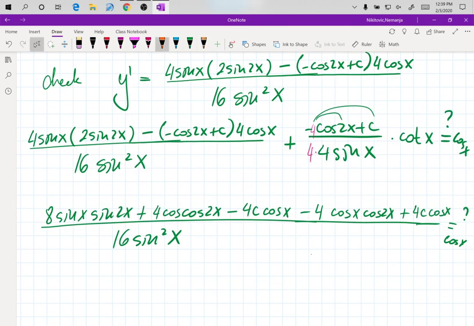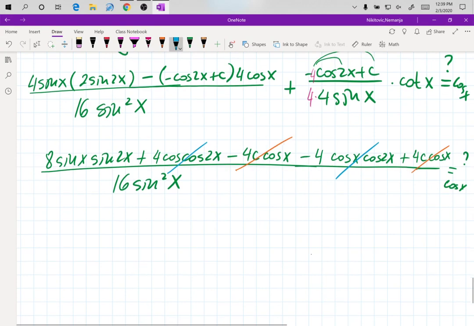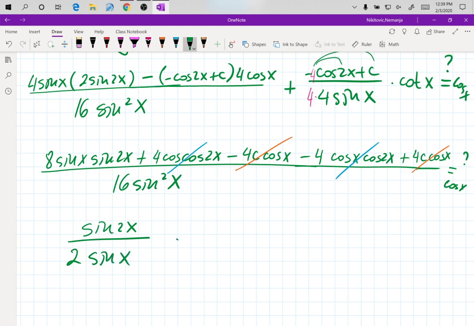So we immediately see that these puppies drop right here. And then this one and this one drop. Maybe I should cross them out with a different color. This is the beauty of trig. Cancels. 8 and 16 cancel, and one of the sines cancel. So I'm left with sine 2x over 2 sine x, should be cosine.